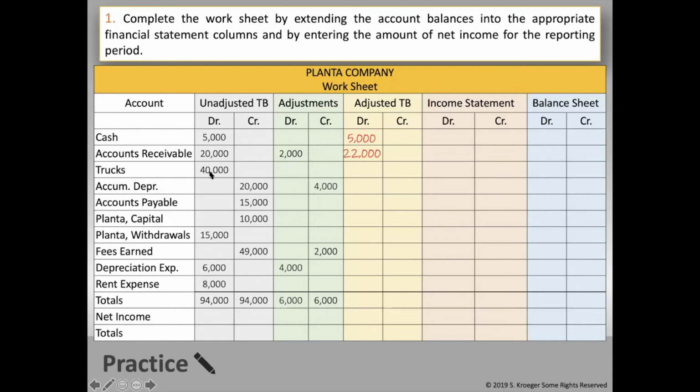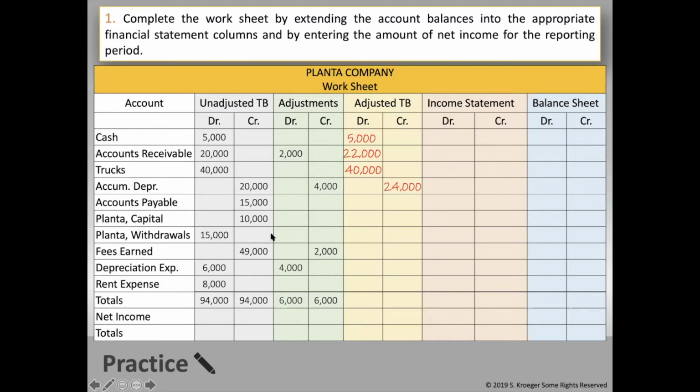Next, we have trucks, a $40,000 debit. No adjustments, therefore we keep the $40,000 as is. For accumulated depreciation, there is a $20,000 credit and a $4,000 credit. Remember, we add the same sides. A credit plus a credit makes a bigger credit. 20,000 plus 4,000 will equal 24,000.